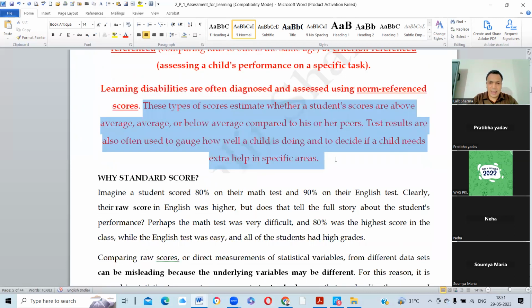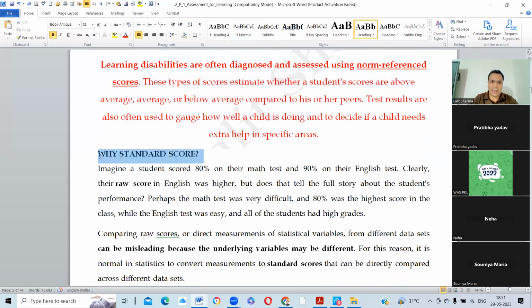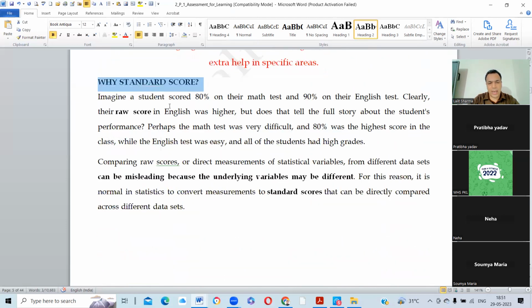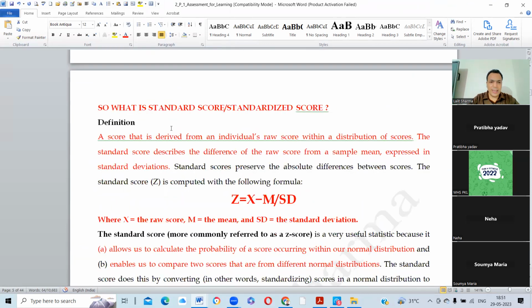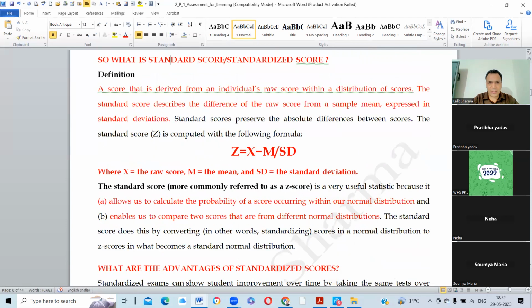Naturally, these types of scores estimate whether student scores are above average, average or below average compared to his peers. Test results are often used to gauge how well a child is doing and decide if a child needs extra help in a specific area, right? So guys, here I have given an example of why standard score. Okay, you read this, and the concept would be more clear to you.